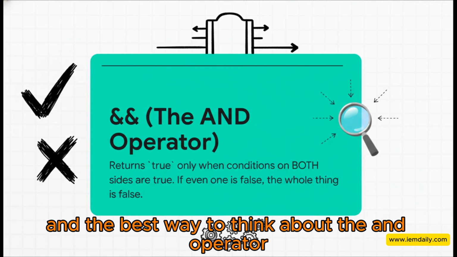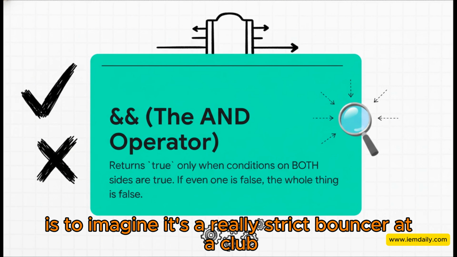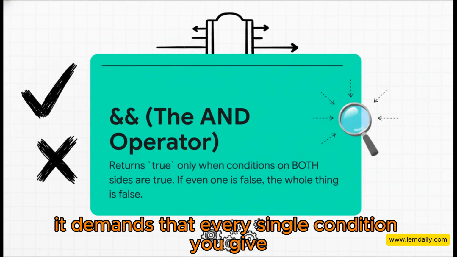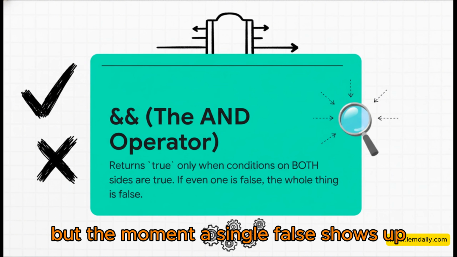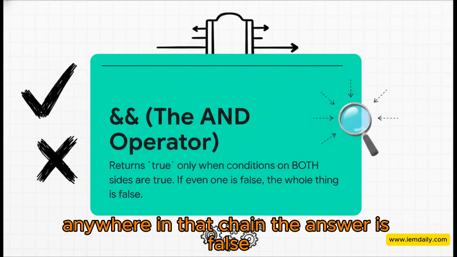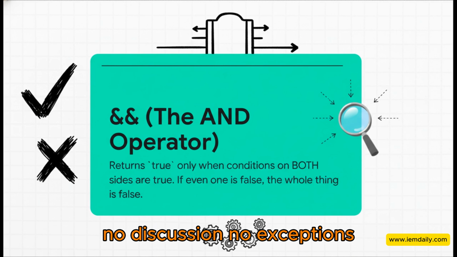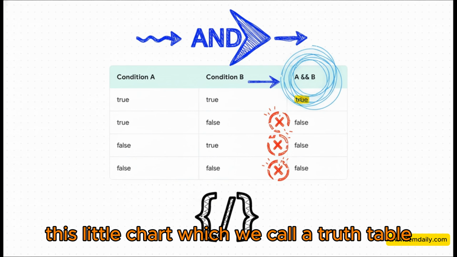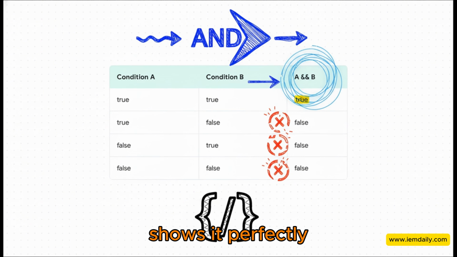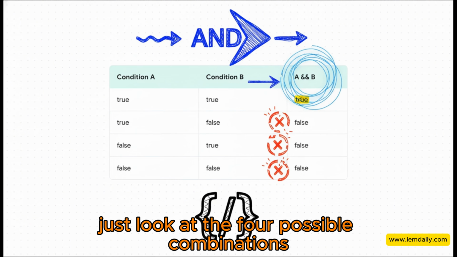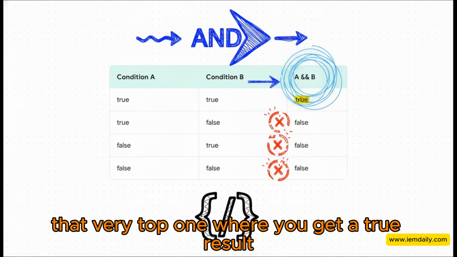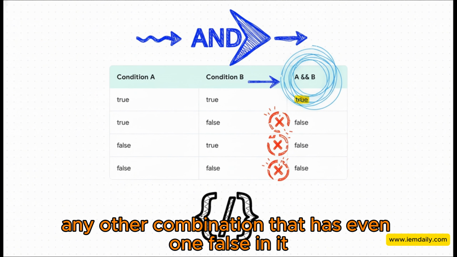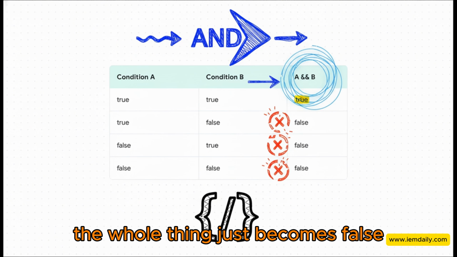First up is AND. The best way to think about the AND operator is to imagine it's a really strict bouncer at a club. It demands that every single condition you give it has to be true. If you have a true and a true, great, you're in. But the moment a single false shows up anywhere in that chain, the answer is false. No discussion, no exceptions. This little chart, which we call a truth table, shows it perfectly. Just look at the four possible combinations. There is only one single row, that very top one, where you get a true result. Any other combination that has even one false in it, the whole thing just becomes false.